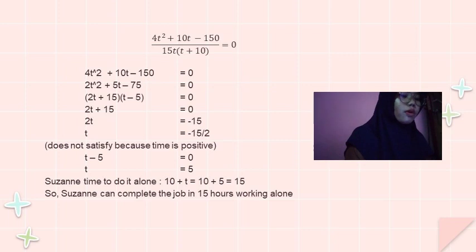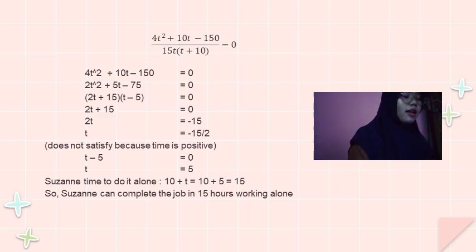4T squared plus 10T minus 150 equals 0. 2T squared plus 5T minus 75 equals 0. (2T plus 15) times (T minus 5) equals 0. 2T plus 15 equals 0, so 2T equals negative 15, T equals negative 15 over 2.